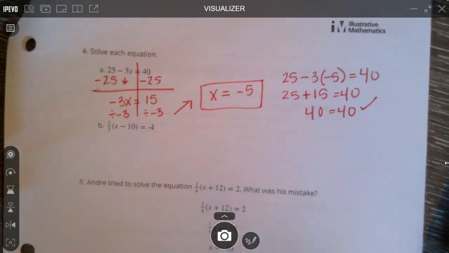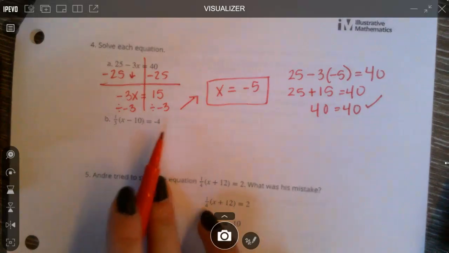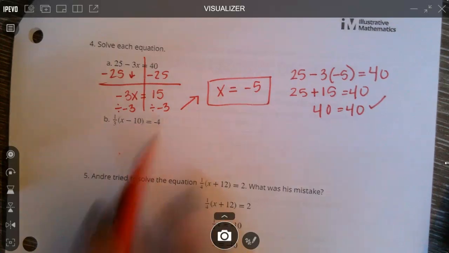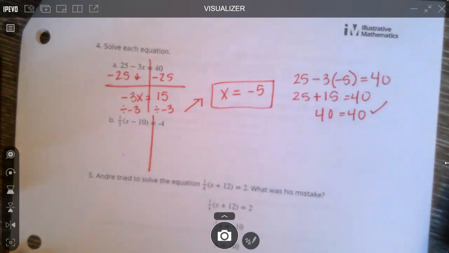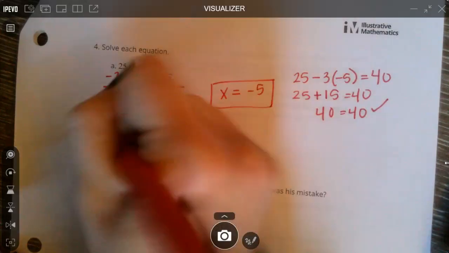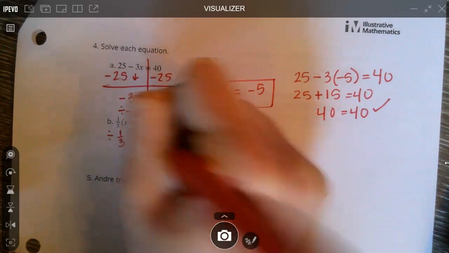Okay? Part B, 1/3 times x minus 10 equals negative 4. That's like saying 1/3 of this group equals negative 4. All right, well, I have to get rid of the number outside the parentheses first. They are touching, which means multiplication, so I see multiplication. I do the opposite. So I'm going to divide both sides by 1/3.